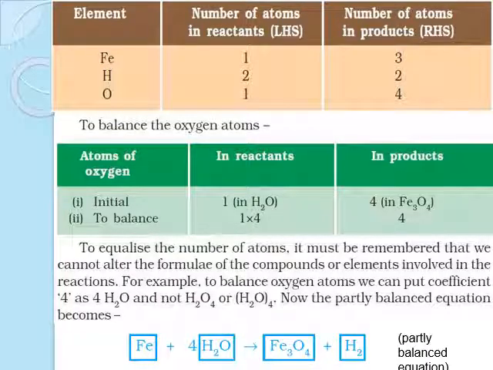Now we have seen the oxygen number on the left hand side is 1 and on the right hand side 4. So to make the left hand side 4, we have to multiply the oxygen by 4. Where is the oxygen source on the left hand side? It is water. We cannot change the formula, we have to change the stoichiometric coefficient. Initially one water molecule was there, and then we have to write 4 H2O to equalize the oxygen.